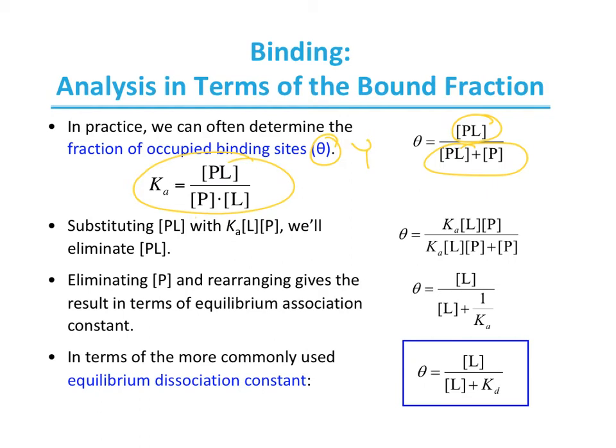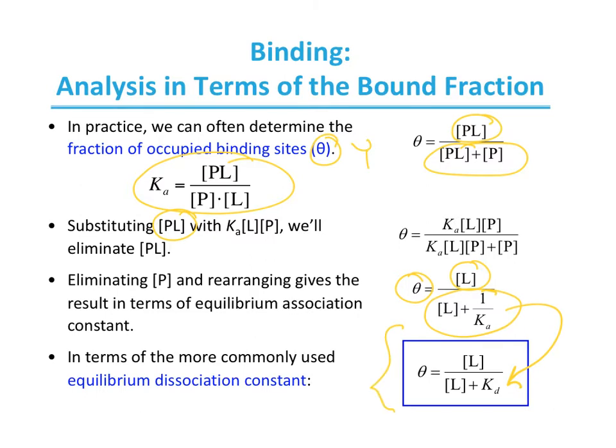If we substitute the concentration of PL with Ka times L times P, we can eliminate PL, and then we rearrange to give the result in terms of the equilibrium association constant, such that the fraction of occupied binding sites is equal to the concentration of the free ligand divided by the concentration of the free ligand again plus 1 over Ka. And then remember, 1 over Ka is just Kd, so we can rearrange the equation again and put it in terms of the more commonly used equilibrium dissociation constant.